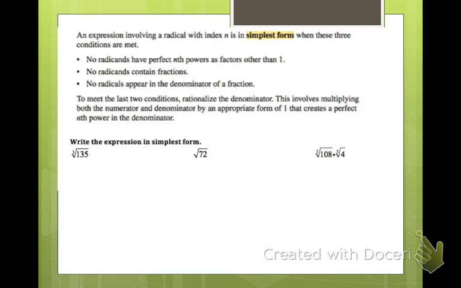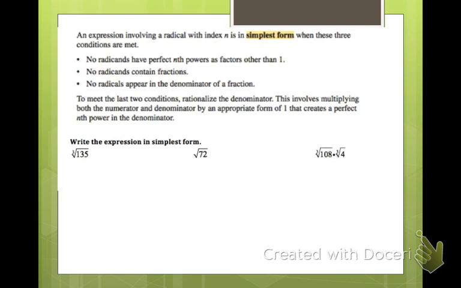So radicand is what is underneath the sign. To meet the last two conditions, we might have to rationalize a denominator. That involves multiplying both the numerator and denominator by an appropriate form that is equivalent to 1. All right, so let's write these expressions in simplest form.